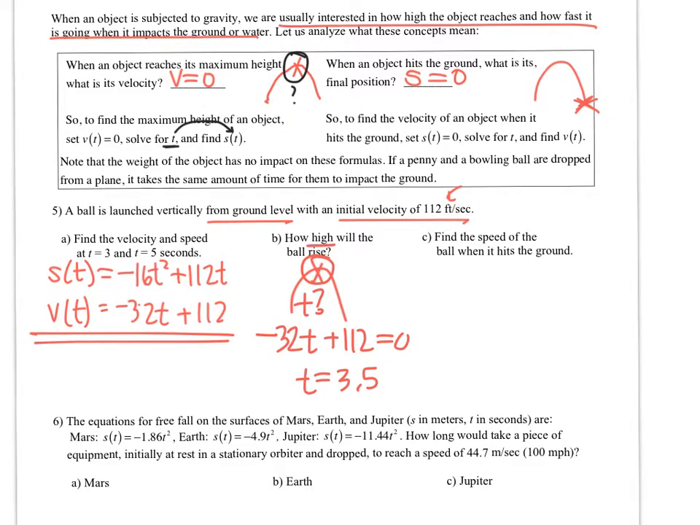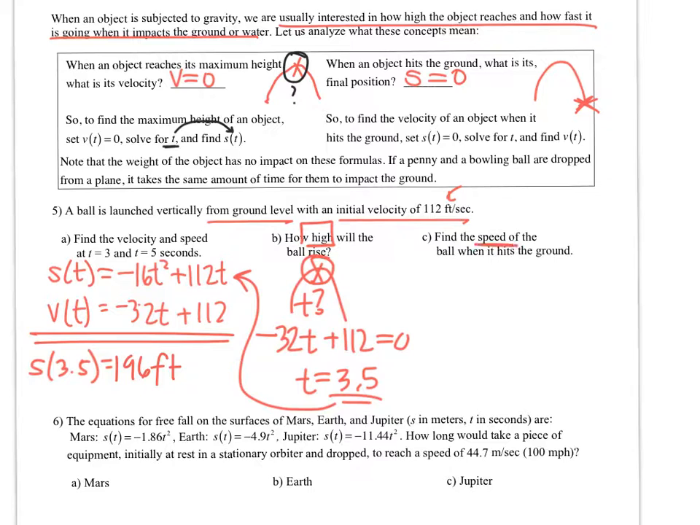So let's find out how high that is. What is the position at 3.5 seconds? Where is the ball at 3.5 seconds? We're going to plug 3.5 into the position function to find how high the ball will rise. We found the time that the ball will be at its highest, but we actually want to find how high it is at that time. So when we plug 3.5 into the position function, we should get that height, which according to the answers is 196, but I want you to double check that.